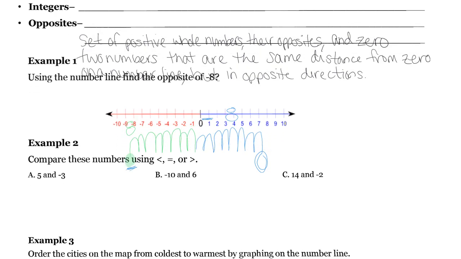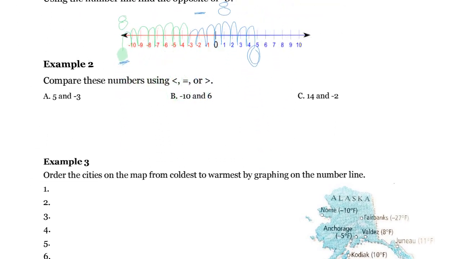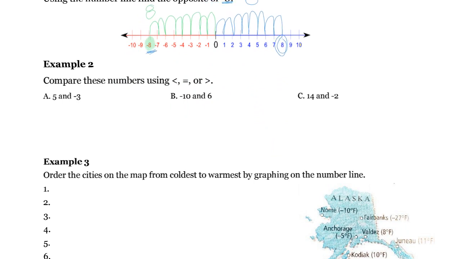Okay, so let's go down. Now we're going to compare these two numbers. You could look at a number line or not. So let's look at a number line where it's 1, 2, 3, 4, 5 to -3, and this is 0. We want to compare these two numbers. Remember, this is greater than. This is equal to. And this is less than, right?